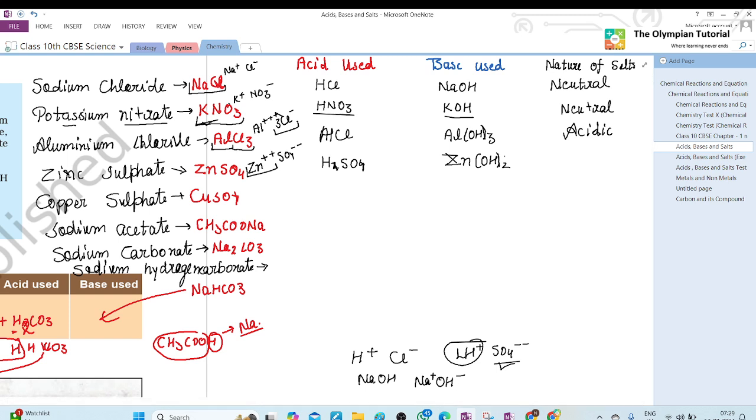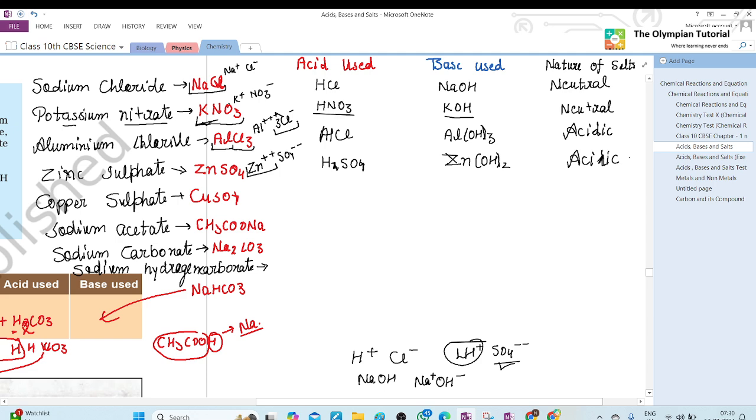Which one is stronger here? H2SO4 or Zn(OH) whole twice? H2SO4. So it will be an acidic salt, and its pH will be less than 7. Very good.